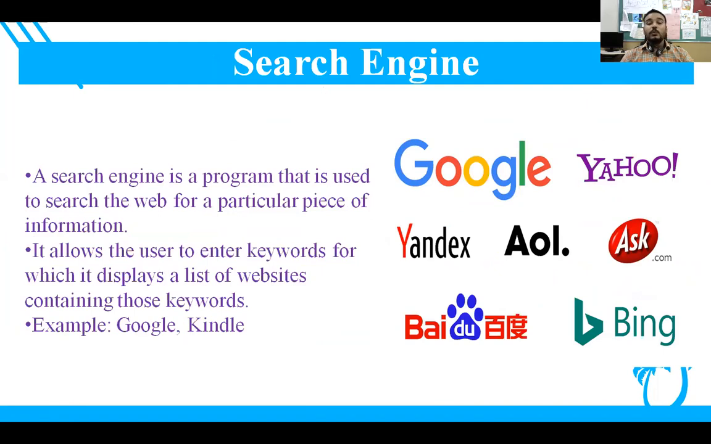So which are the popular search engines right now? Google is there, Yahoo is there, Yandex, AOL, Ask.com, Bing, Baidu. These are some popular search engines. What they do is, if you open google.com and search, just type Narendra Modi, and see what will happen, it will give you billions and billions of pages of information. It will provide it within a few seconds.